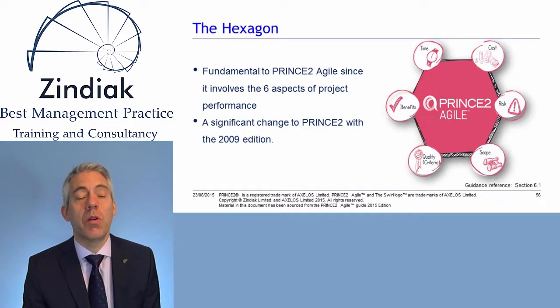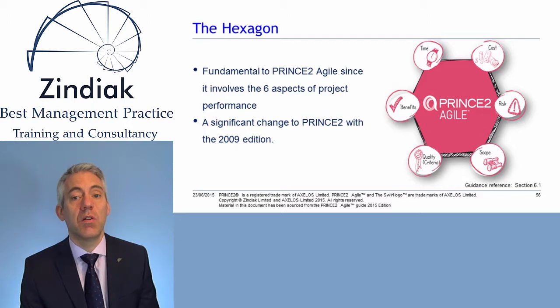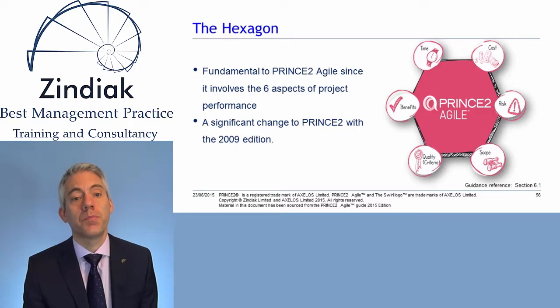In PRINCE2, we refer to the 6 aspects of a project that we wish to control: time, cost, quality, scope, risk and benefits. PRINCE2 Agile refers to these as the hexagon. They're the same 6 aspects. It's just, rather than referring to 6 aspects, they refer to the hexagon. But it's the same 6 things: time, cost, quality, scope, risk and benefits. And if anything, these are even more important in PRINCE2 Agile than they are in PRINCE2.